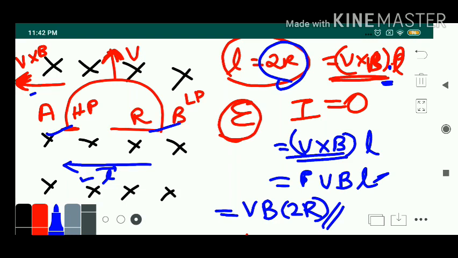Very simple, right? See, this is VB minus VA, that is lower potential minus higher potential, so it will be a minus value. If it had been VA minus VB, that is higher potential minus lower potential, then it is plus VB into 2R. I hope you understood. Both values might be there in the examination. Always remember, higher potential minus lower potential is a positive value. Lower potential minus higher potential is a negative value. Clear? Let's move on to the next section, guys.